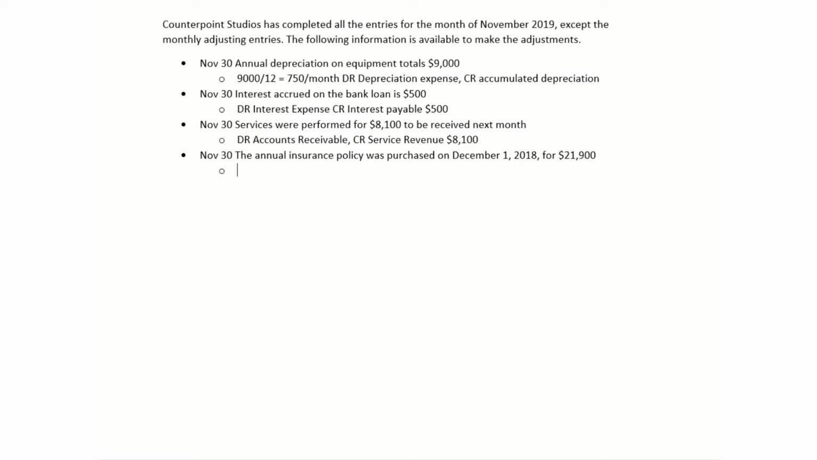The fourth entry in this situation is the annual insurance policy was purchased on December 1st, 2018 for $21,900. So if that's annual, we have the $21,900 divided by 12 months will give us $1,825 remaining. You'll also notice that because we're on the last month, this is the same as the balance of the prepaid insurance account. So there are two different ways to actually calculate this component. In this situation, we need to debit insurance expense and a credit to prepaid insurance for the $1,825. Next page, we'll go through the worksheet.